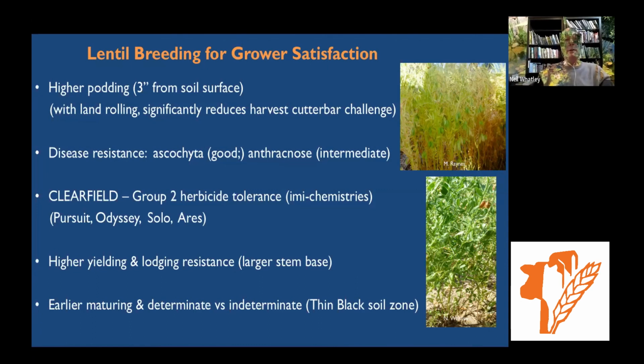They're higher yielding, and they have lodging resistance. And I haven't seen one of these lodge yet at all. So what they've done is they built in a larger stem base, and that helps prevent lodging. They're earlier maturing, and they are more determinate versus indeterminate.